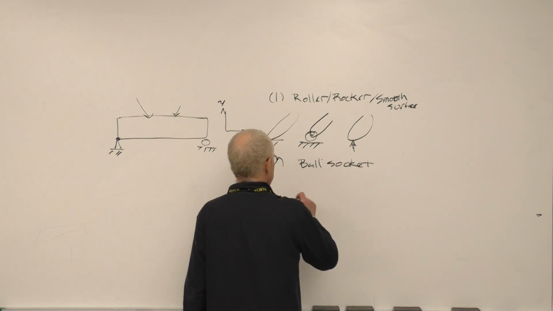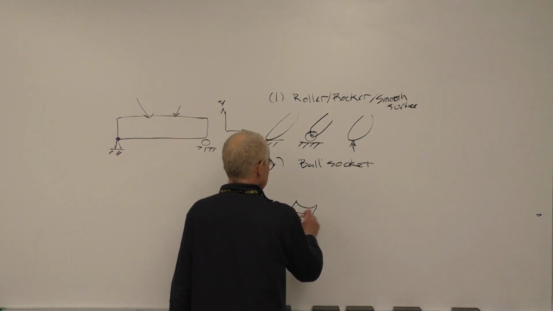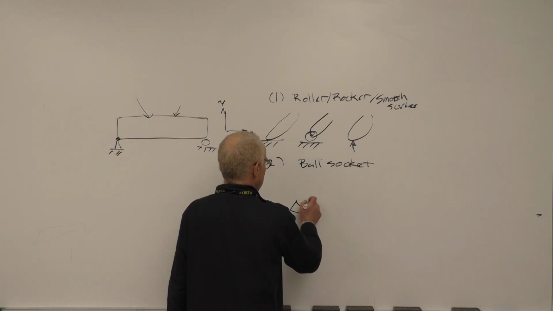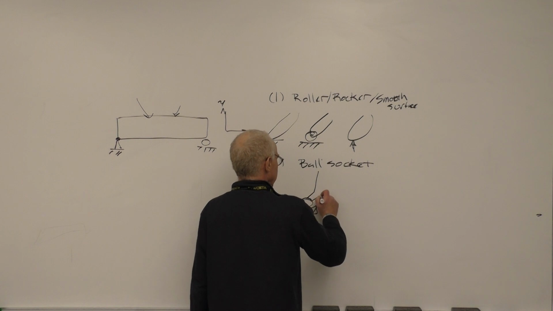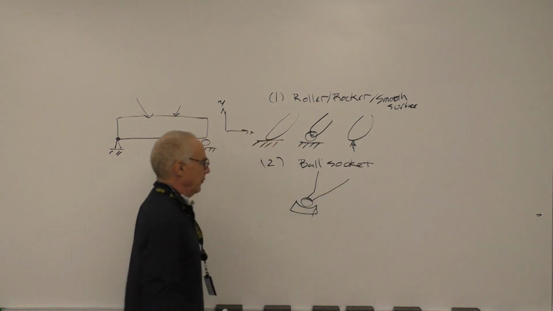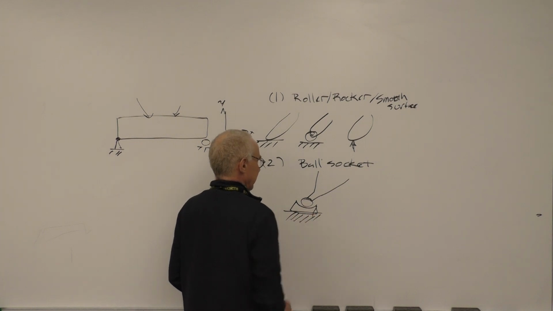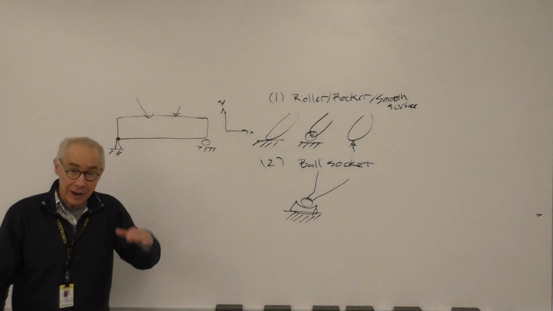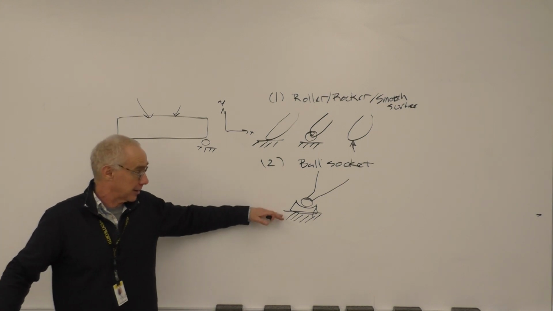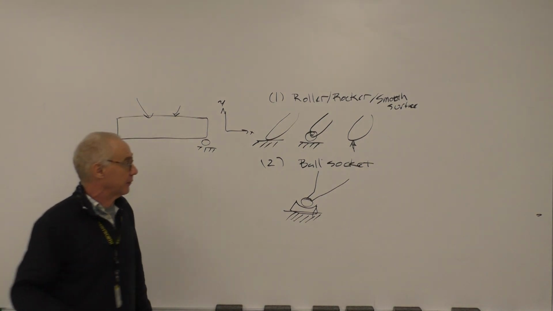So let's see if I can draw this. They typically draw it like that. And then there's a ball in here, and it's attached to the member. Well, hopefully you kind of get the idea. And this would be basically attached to some kind of a fixed support, a fixed wall or floor, and it has forces.